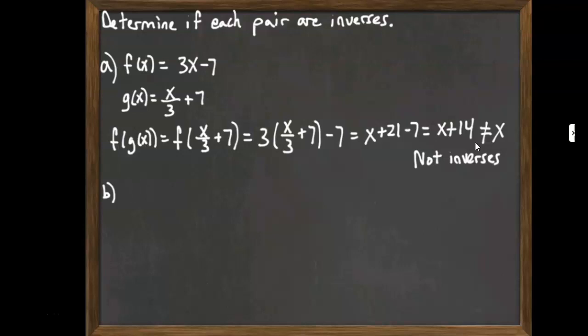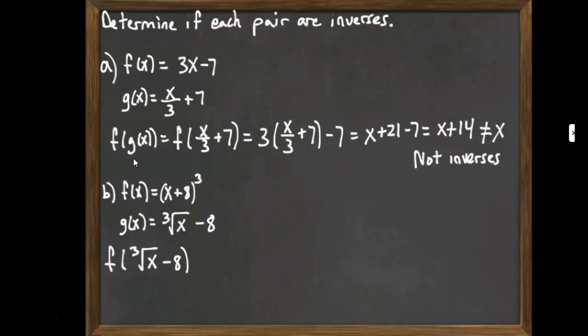Okay. Let's take a look at our second example. Here we're given the function f of x equals the quantity x plus 8 to the third, and g of x is equal to the cube root of x minus 8. So once again, we have to check f of g and g of f. Now, in the last example, since it didn't work the one way, there's no reason to even bother with the other way. So here, let's check it out. If it works the first way, we'll check it the second way.